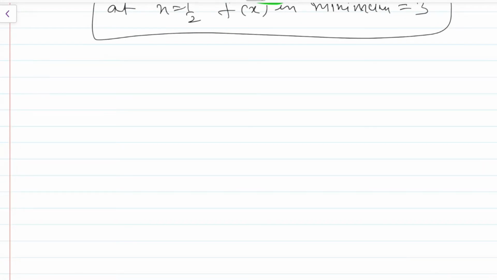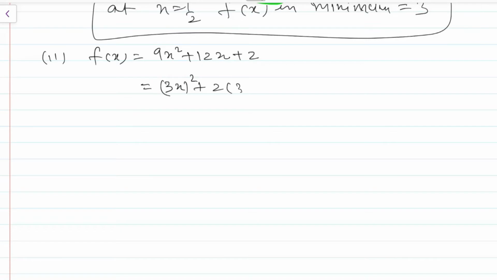Similarly, we can solve the second part. x^2 + 12x + 2, we can make it a perfect square. (3x)^2 + 2 into 3x into 2 + 4 - 2. This will become (3x + 2)^2 - 2.